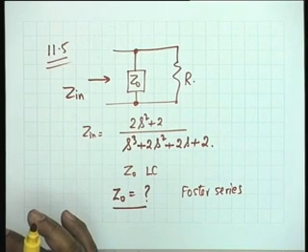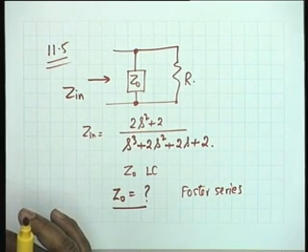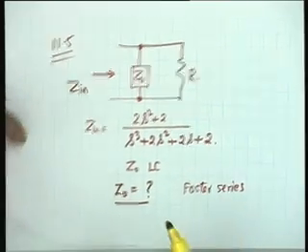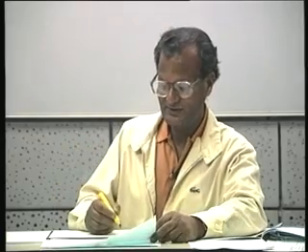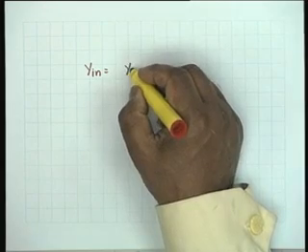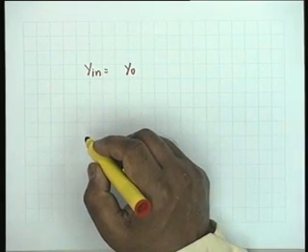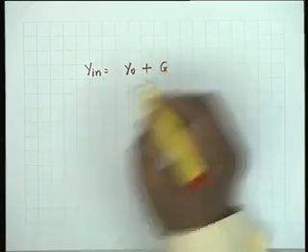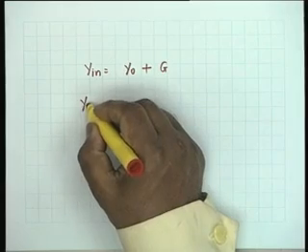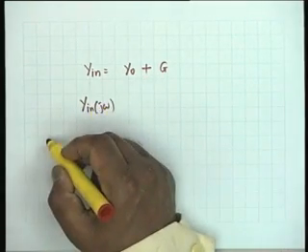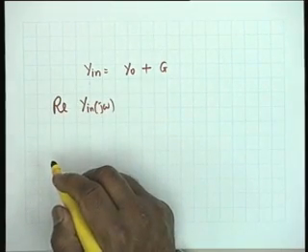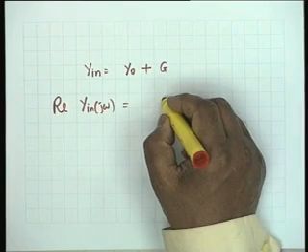Okay. Capital R is not known, but it can be found out. Okay. This is the common sense that one has to apply. You see, Y in, the admittance, is equal to Y0, the admittance of Z0, plus G. Okay. This is sum of Y0 and G. So, Y in of J omega, okay, real part, obviously is equal to G.